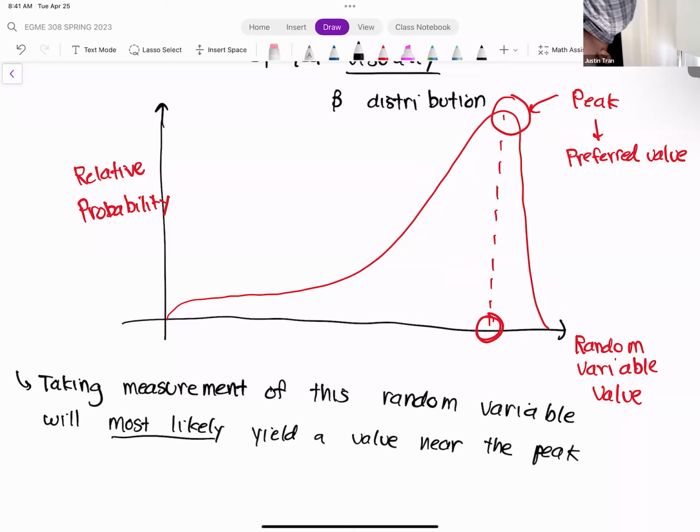So I'd say that's the first thing that you should pay attention to when you're looking at a probability density: where's the peak, and what value does it have?